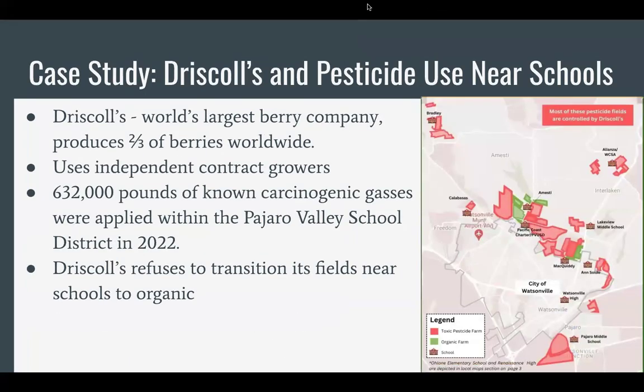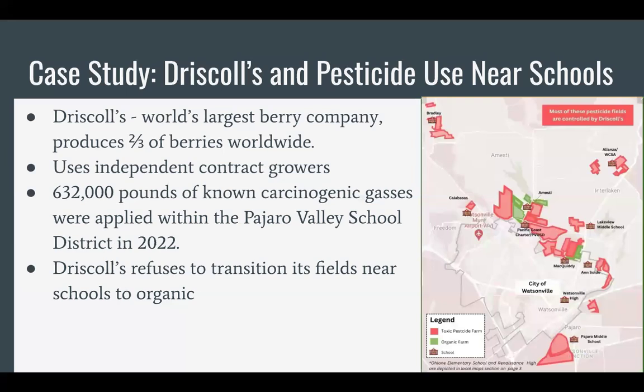Okay, now some of you might be familiar with this. In fact, I think a couple of you have brought it up in your discussions. But let's look at a case study really quick. So Driscoll's, our local berry company, they are the world's largest berry company. They produce 2/3 of all berries worldwide.